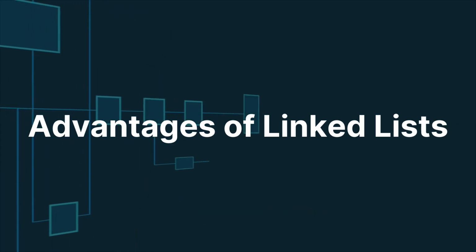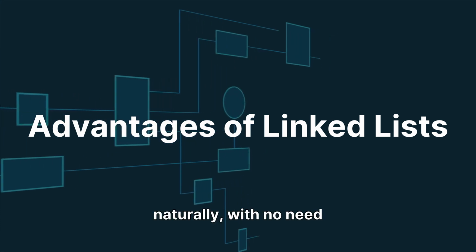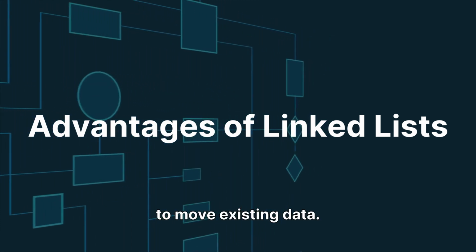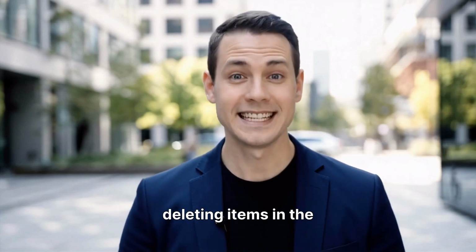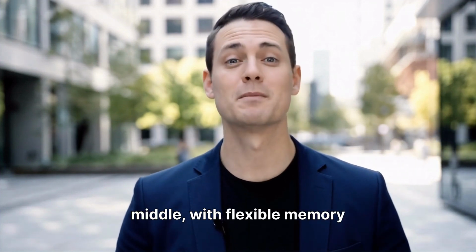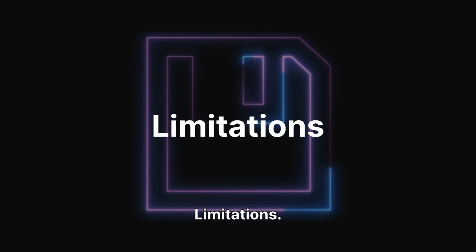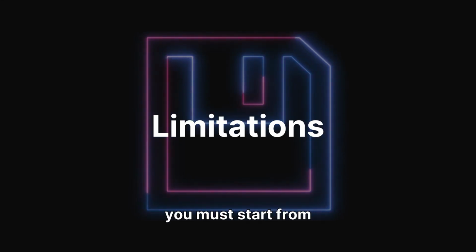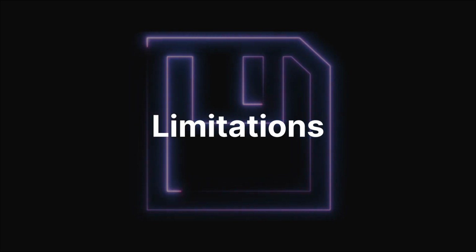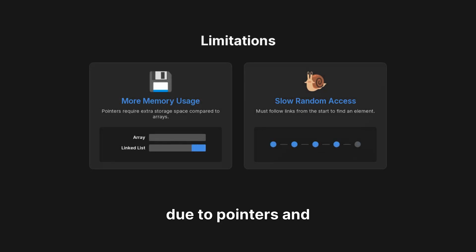Advantages of linked lists. They grow and shrink naturally, with no need to move existing data. Efficient for inserting and deleting items in the middle with flexible memory allocation. Limitations. Searching is slower as you must start from the head and follow links. They take more memory due to pointers and are not ideal for fast random access.